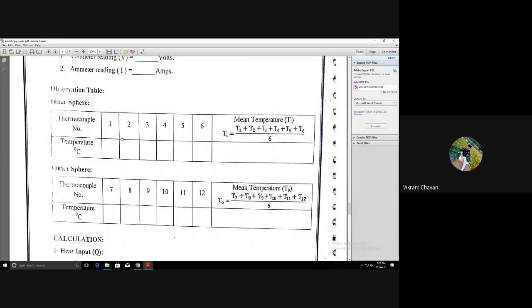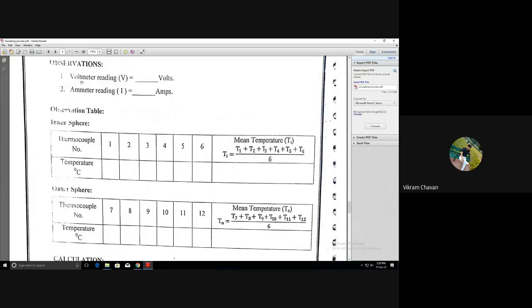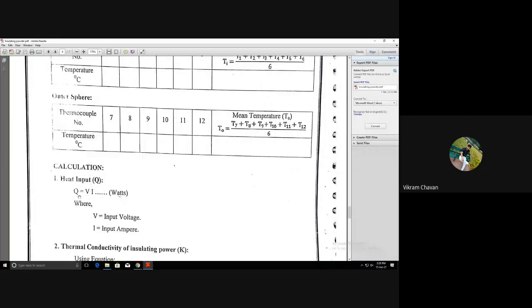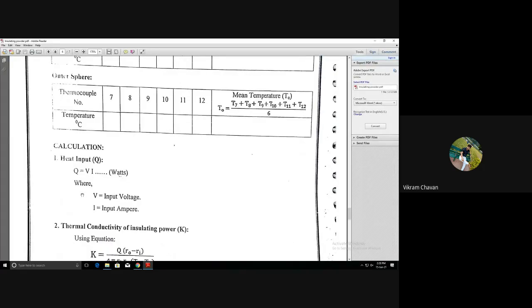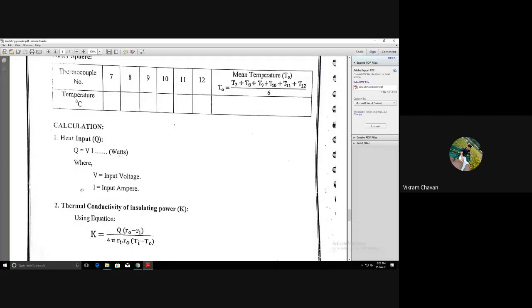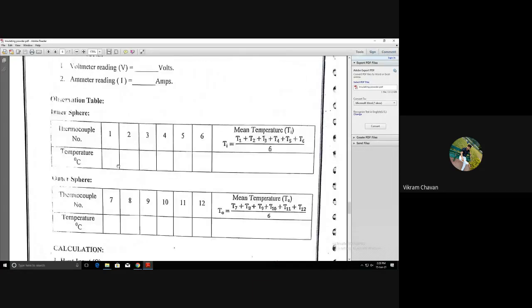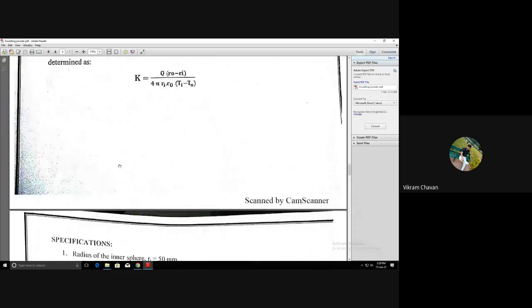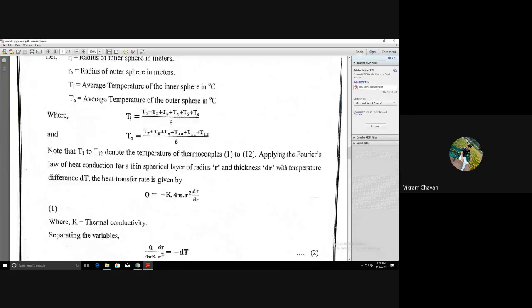Now, once we have reached the steady state level, and we have taken the input voltage and current, you can calculate the heat input, that is Q, which is equal to V multiplied by I. That will provide you the heat generated by the heater. The last part of the discussion is the calculation, how to perform the calculation.